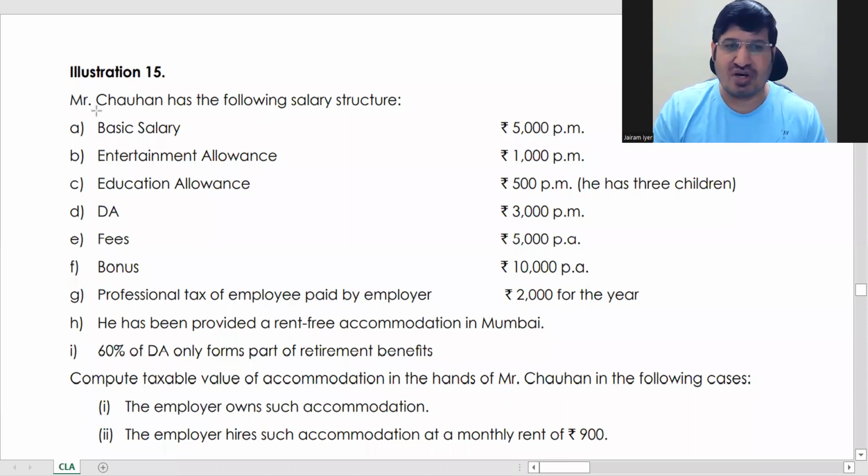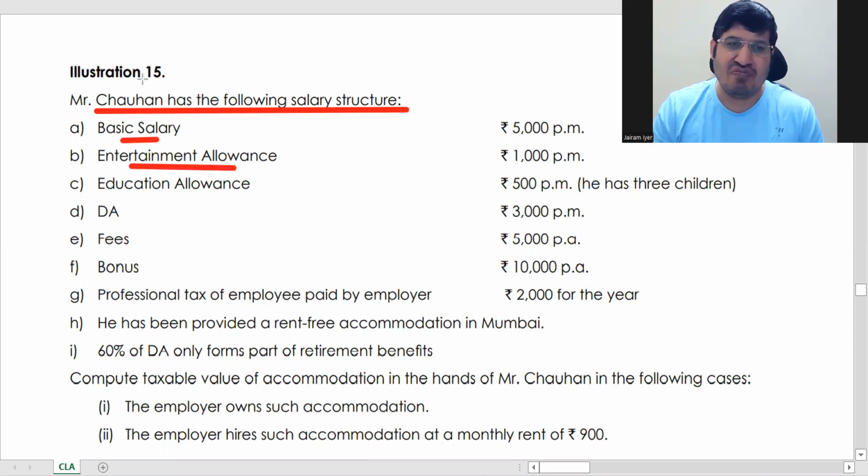Okay, so Mr. Chauhan has the following salary structure. Basic salary, entertainment allowance. If nowhere they have mentioned anything, whether he's a government employee or not, always consider the person as a non-government employee. Being a government employee is a specific thing. It has to be mentioned in the problem. Otherwise, non-government employee.